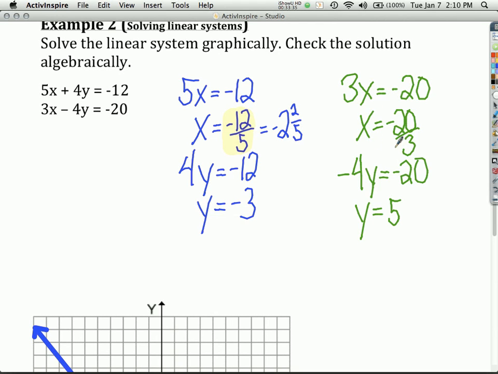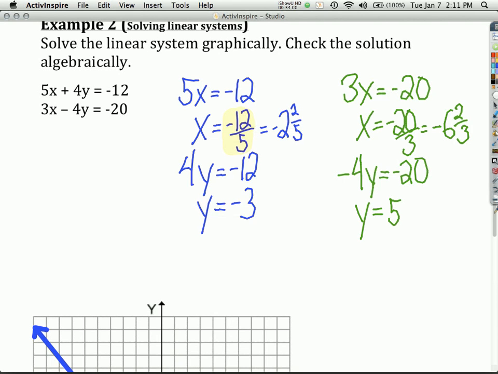So again, we found the x and y intercepts. This is an ugly looking number. Can someone write it in a way that is more meaningful to us? Michaela? Very good. Negative 6 and 2 thirds. That's much more meaningful.